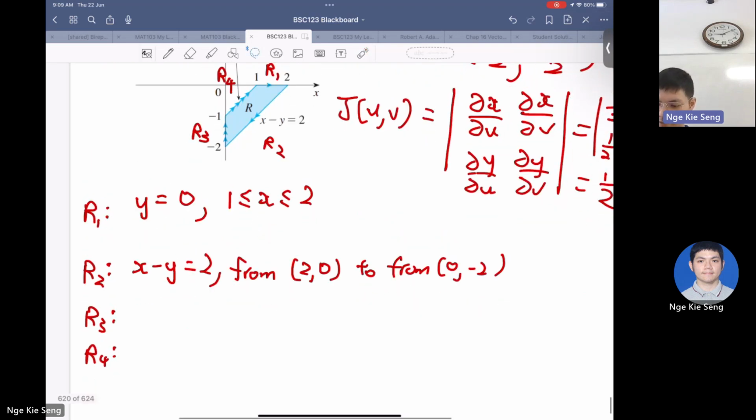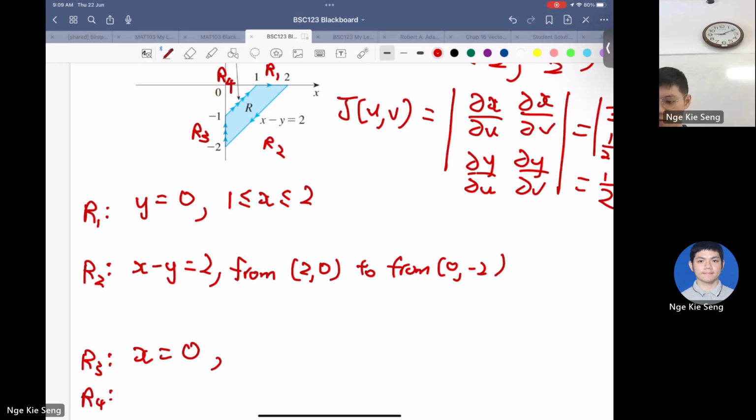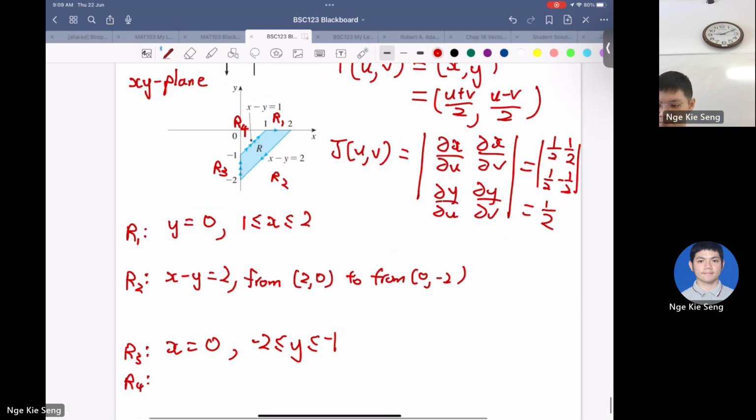What's the third line? The third line is x equals 0 for y from -2 to -1. Okay, correct. How about R4?